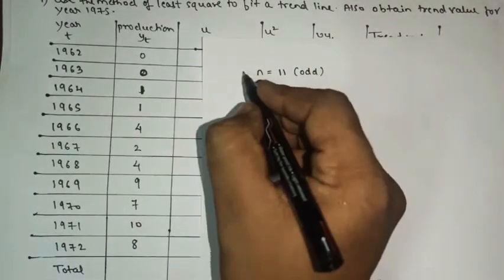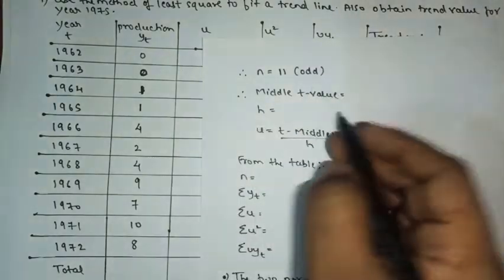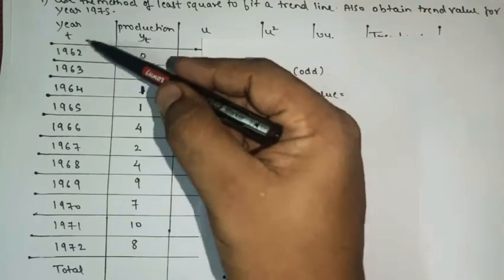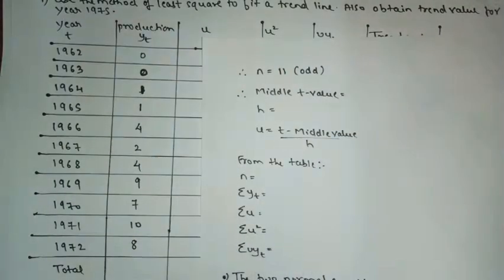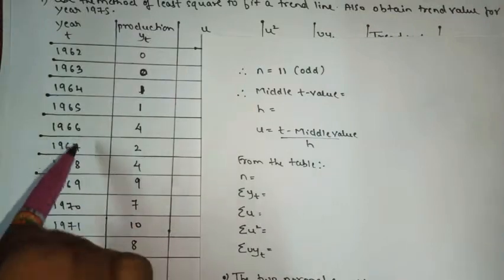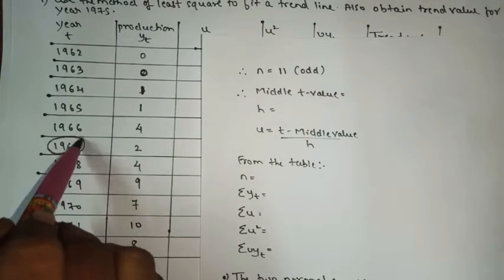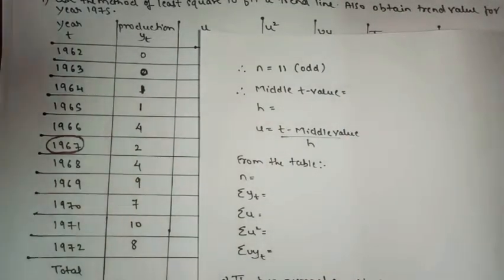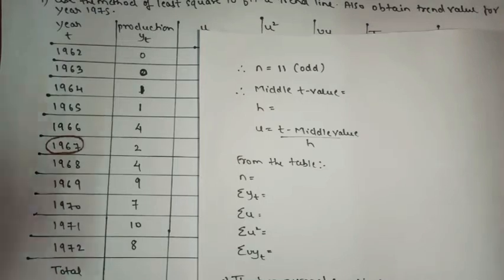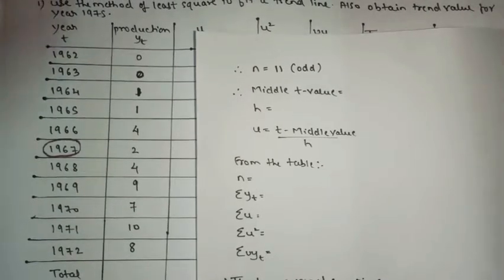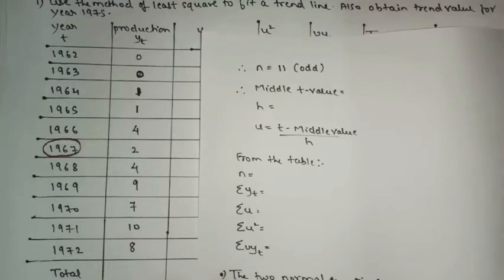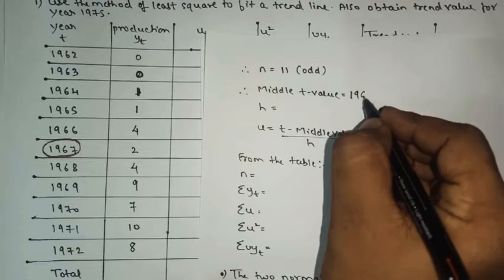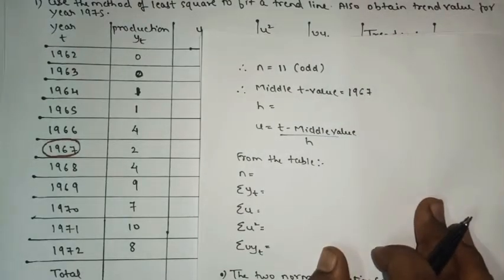After finding the value of n, you will find the middle t value, the middle year. So here we have 11 numbers. So can I say the middle value will be what? 1967. Whenever, listen here, whenever the number of observations is odd, easily you can find the middle value. Okay, so here we got 1967.